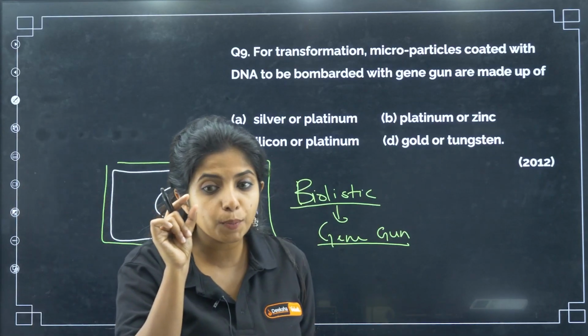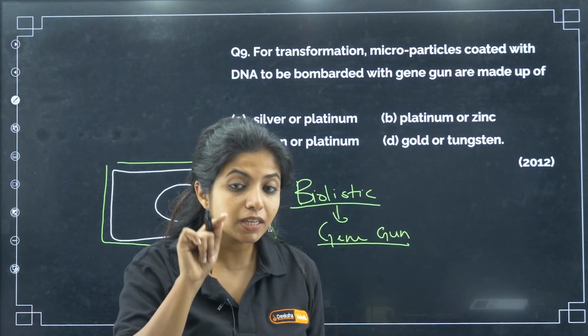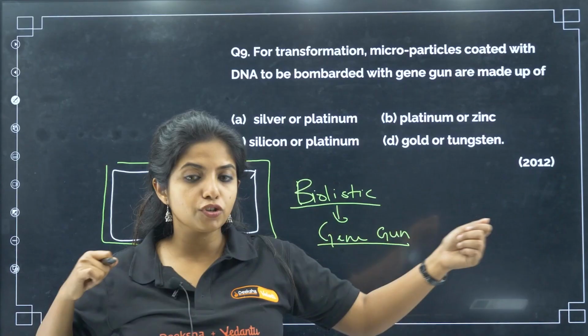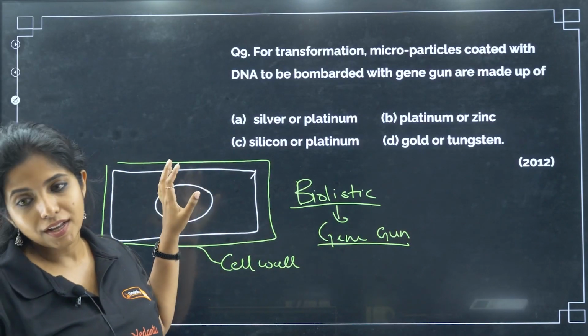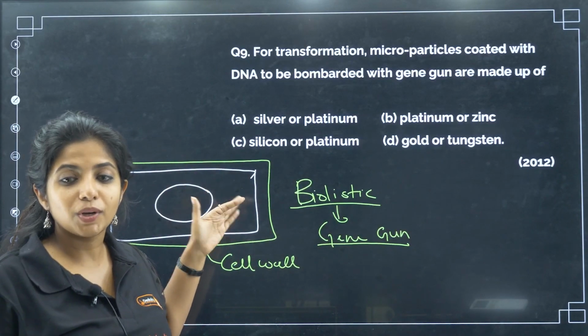You're going to take microparticles of gold and tungsten and cover them with the DNA of your interest, and you're going to shoot it inside so that it directly goes to what? The nucleus. It's not like anyone can do it; the people who are experienced can do it.